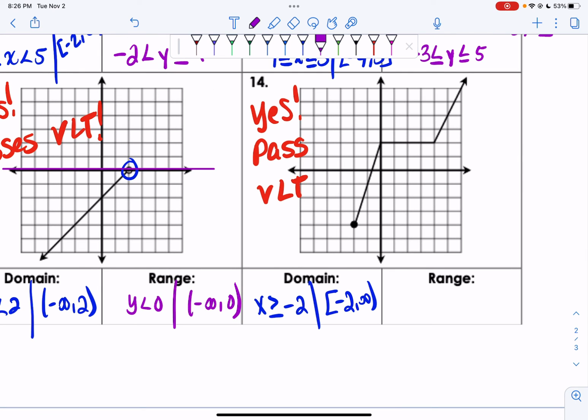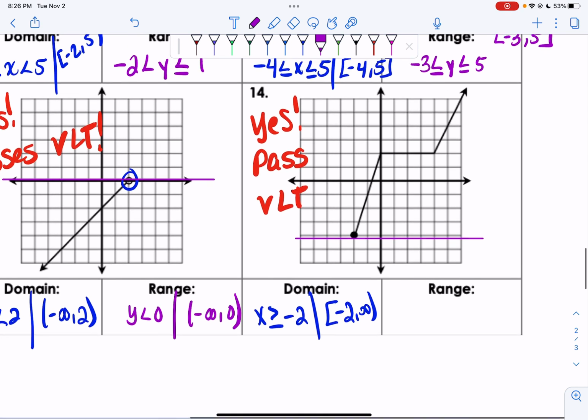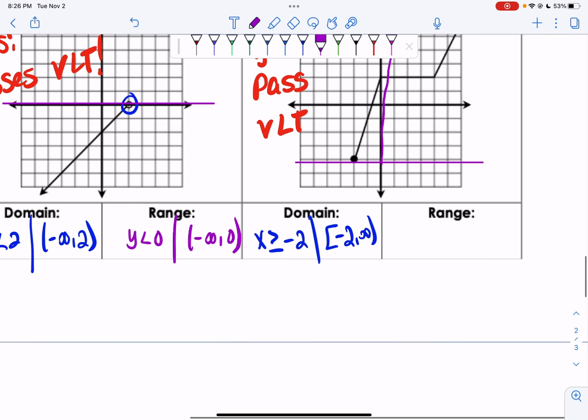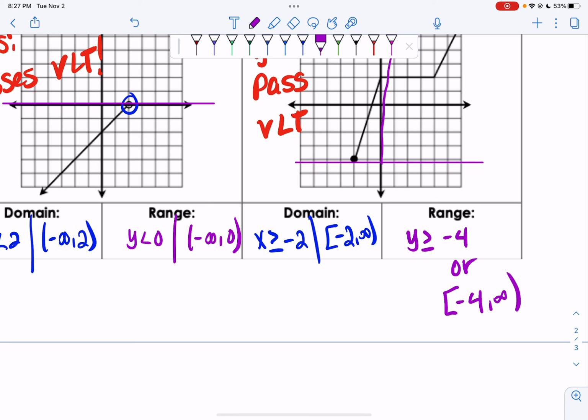My range is my lowest to my highest. My lowest is negative 1, negative 2, negative 3, negative 4. And it goes up forever and ever and ever. So my range is y is greater than or equal to negative 4 or negative 4 to positive infinity.